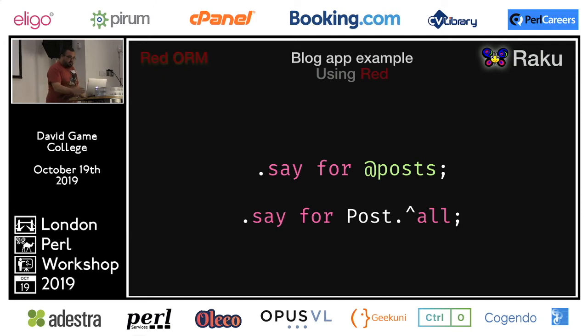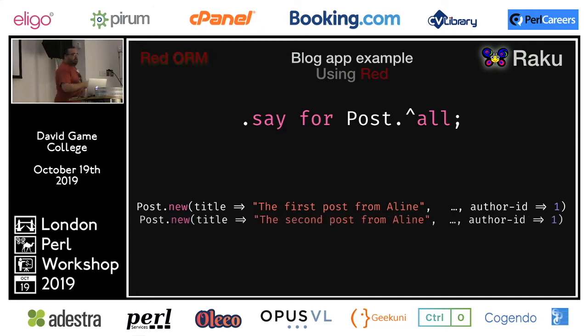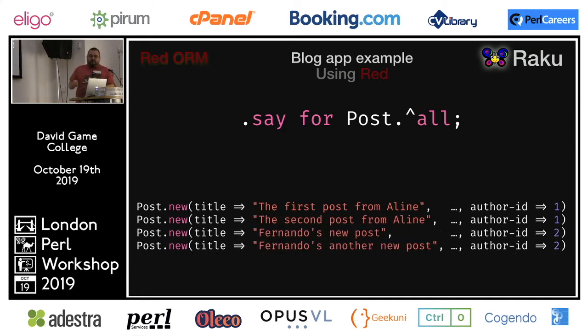Okay. So what would it do? It would return exactly the same thing. It would return a list of objects of posts. For every post on the database, it would return an object.